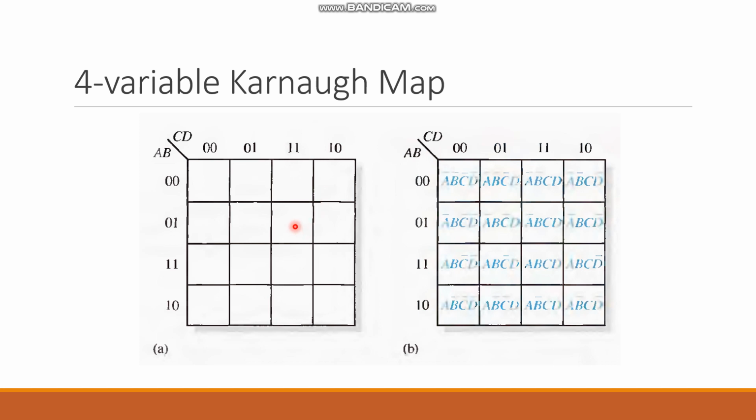So inside here, what do we have? 0 for A, 1 for B here, and 1 for C, 1 for D, which is going to be S. So it's going to be A complement B, C, D.